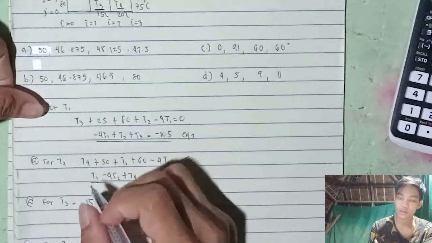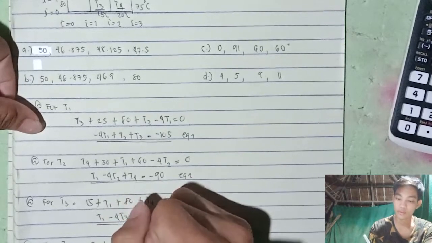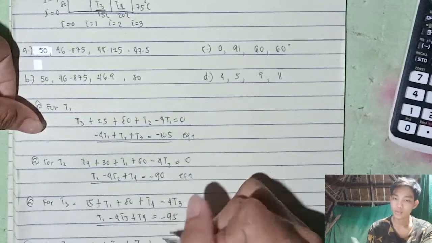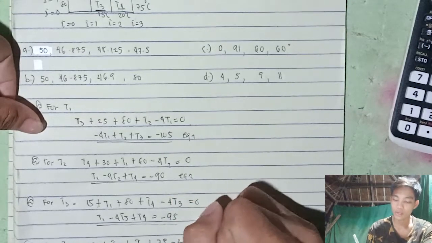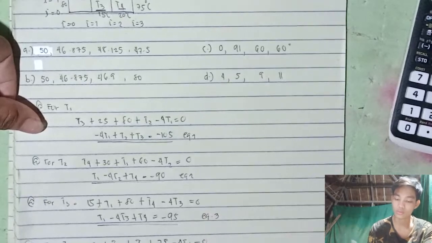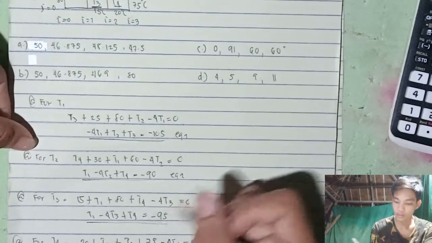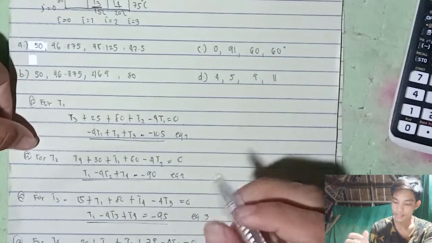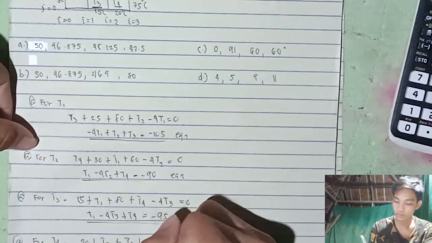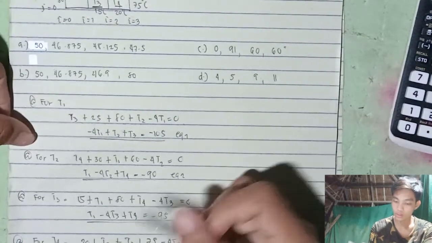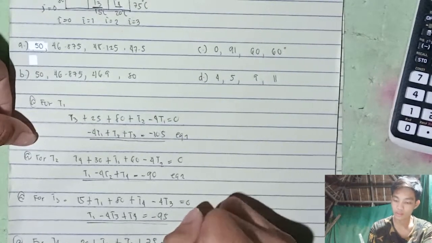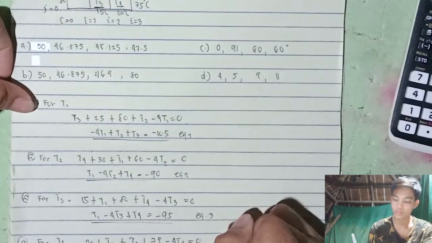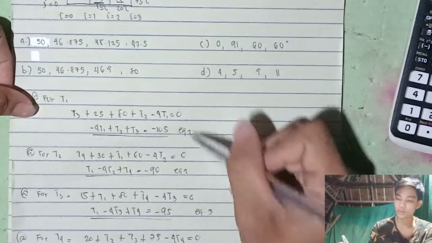We have lower, which is 20, plus upper, which is T2, plus left, which is T3, plus right, which is 75, minus 4T4 equals 0. Let's arrange it again: T2 plus T3 minus 4T4 equals negative 20 plus 75, which is negative 95 when moved to the other side. So this is our equation 4. So we have 4 equations for 4 unknowns.